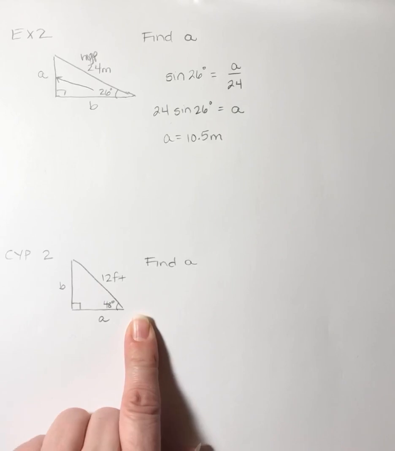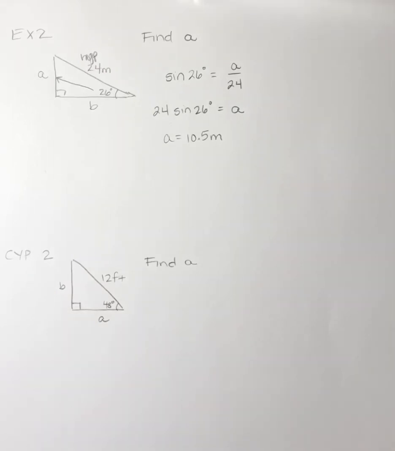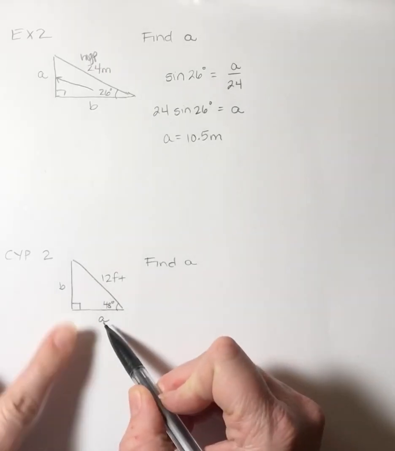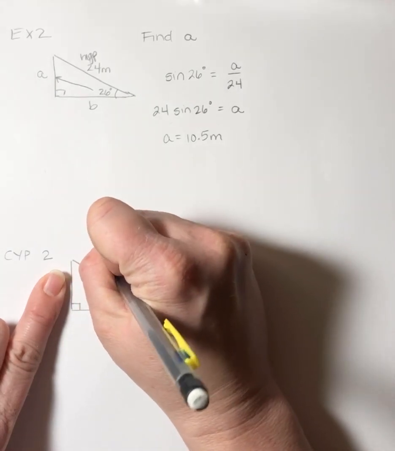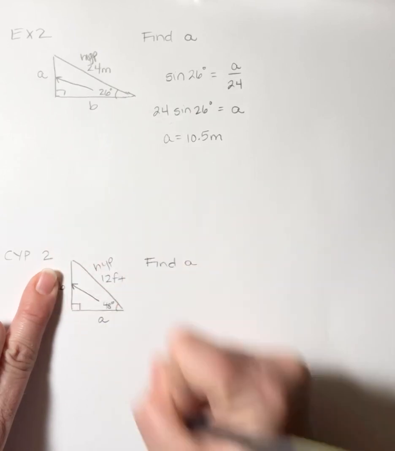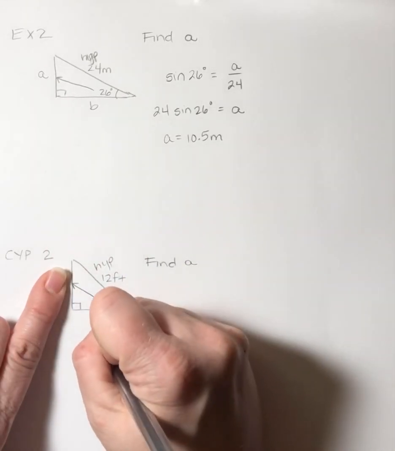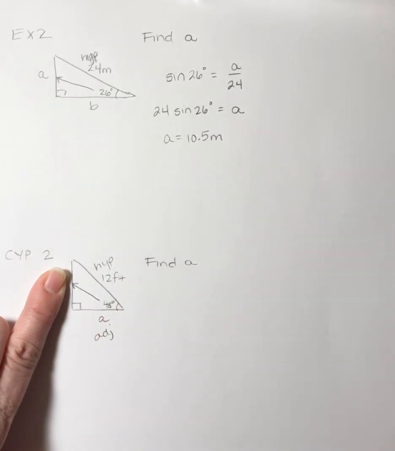Check your progress too. For the triangle shown, find the length of side A, round to the nearest tenth of a foot. So this one I'm looking for A. Again, I don't care about B. This is my hypotenuse. This is my side opposite, which I don't care about. So that means that this is my side adjacent. So which trig function uses adjacent and hypotenuse? Cosine.